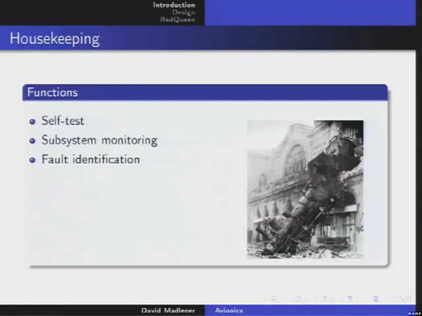Then it is fault identification. In technical systems, sometimes things can go wrong, and it's very important to sense it before it really gets ugly, okay? In this case, they didn't. And you always have to anticipate that something will go wrong. You know Murphy, if anything is possible, it will go wrong.